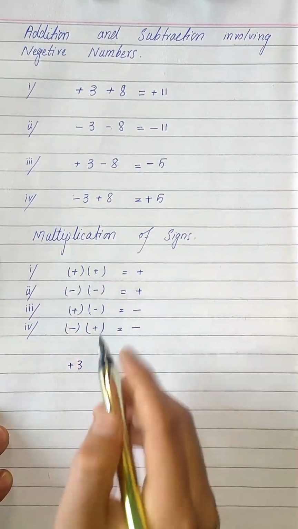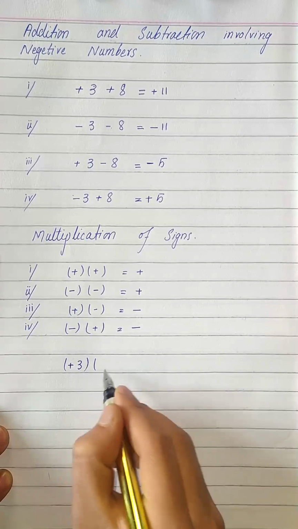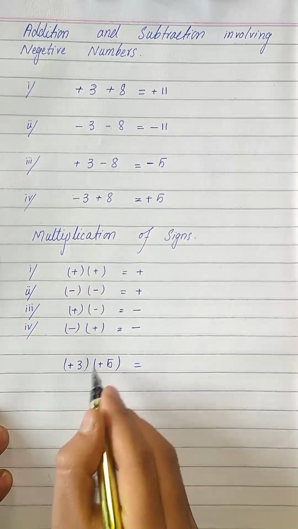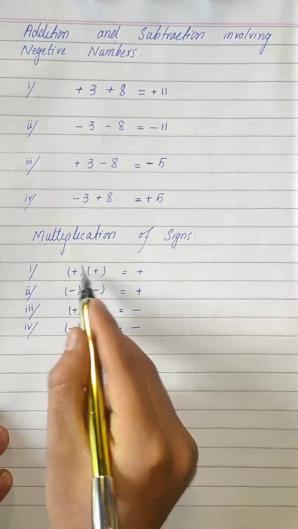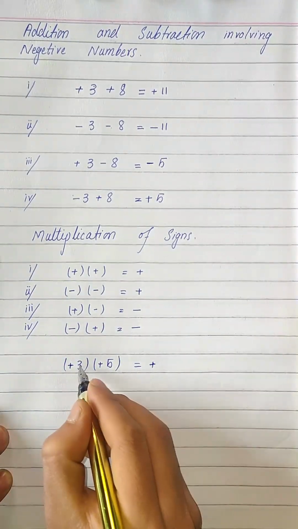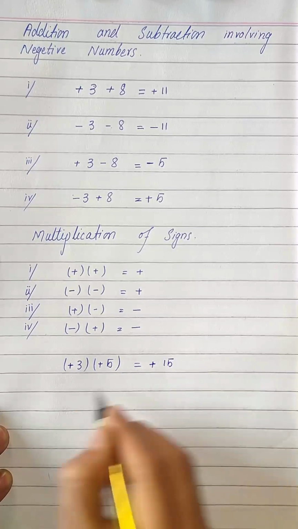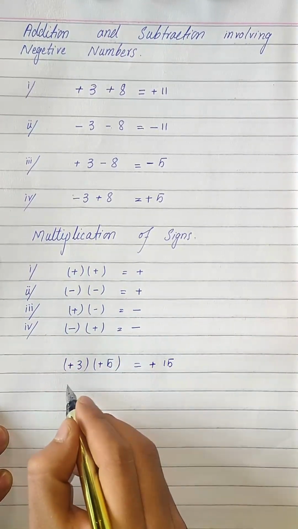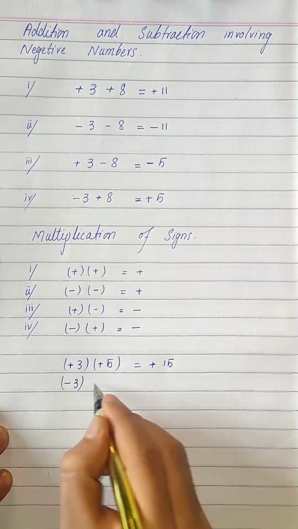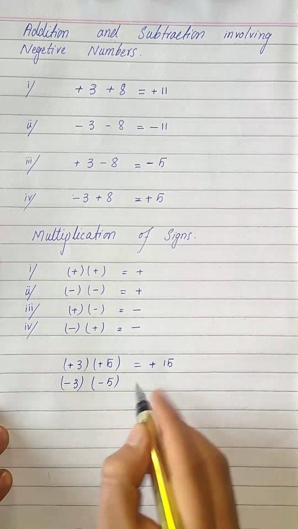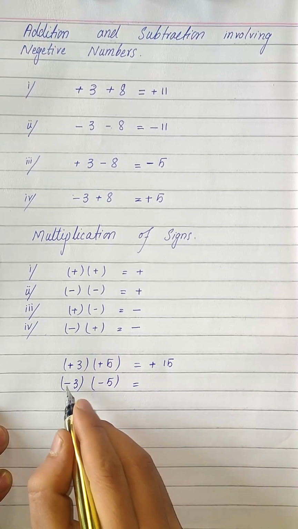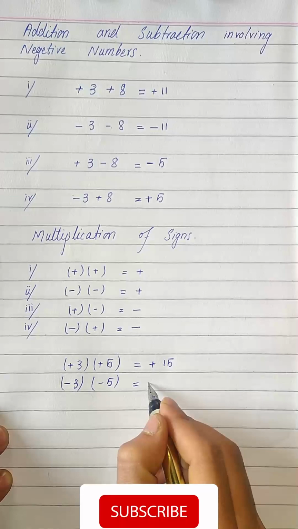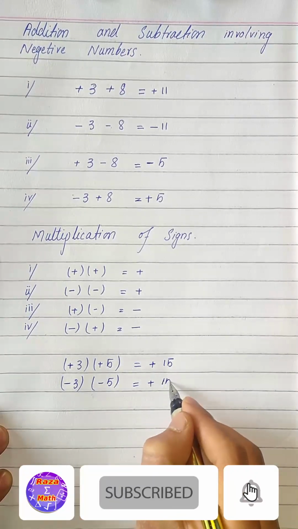Let's just take the first one, plus 3 multiplied by plus 5. First of all, we are going to multiply the signs. Plus into plus, according to this rule, is plus, and then 3 times 5 is 15. And then an example of the second part, where we have minus 3 multiplied by minus 5. First of all, we are going to multiply the signs. Here minus times minus will be plus, and 3 fives are 15.